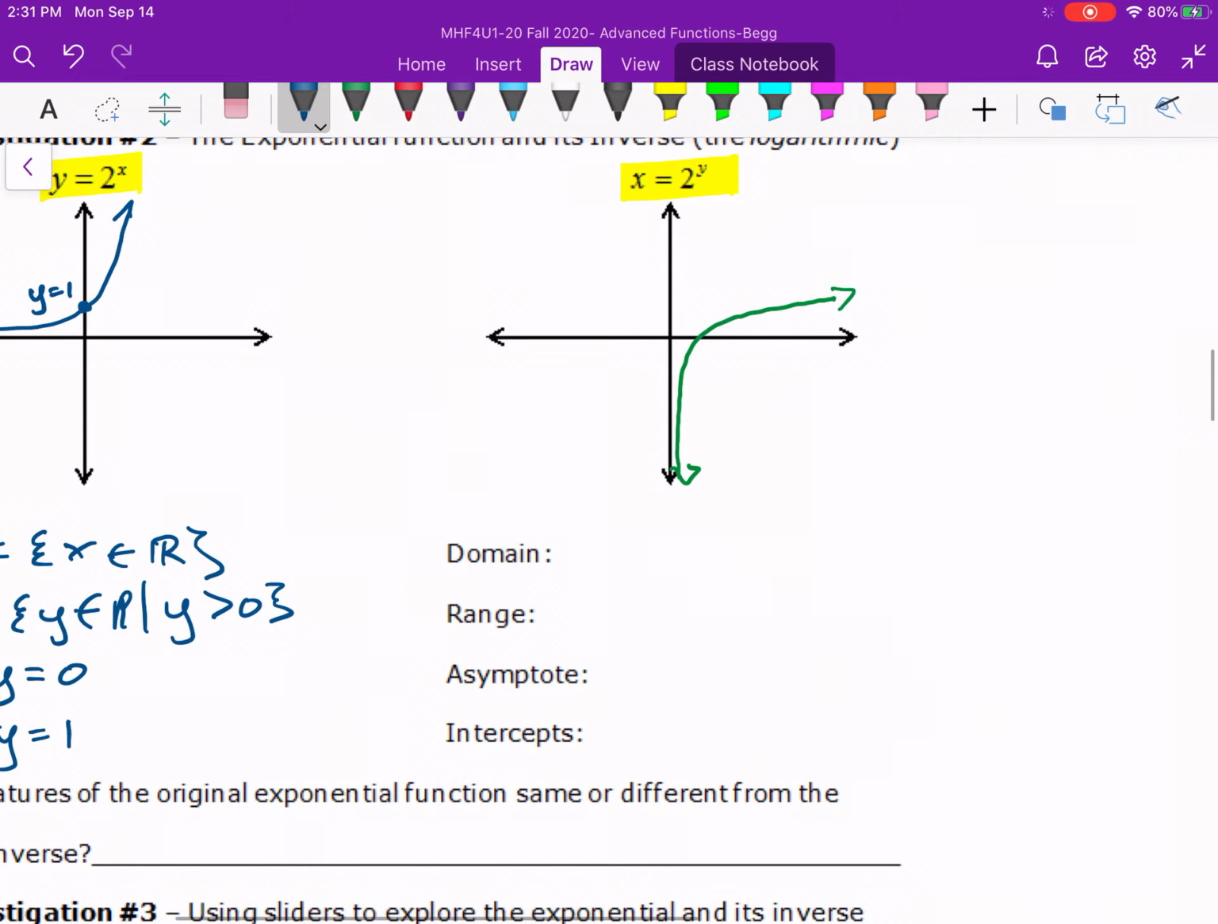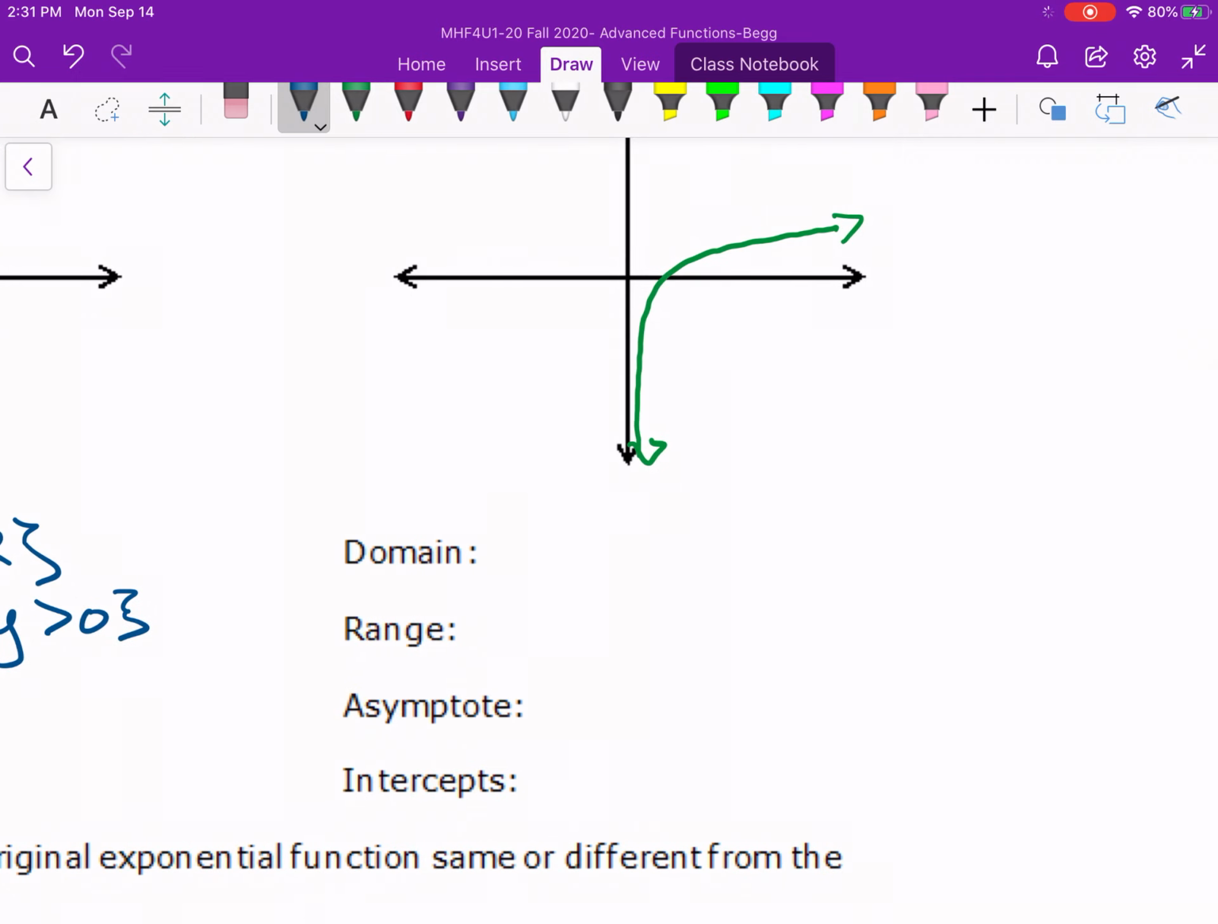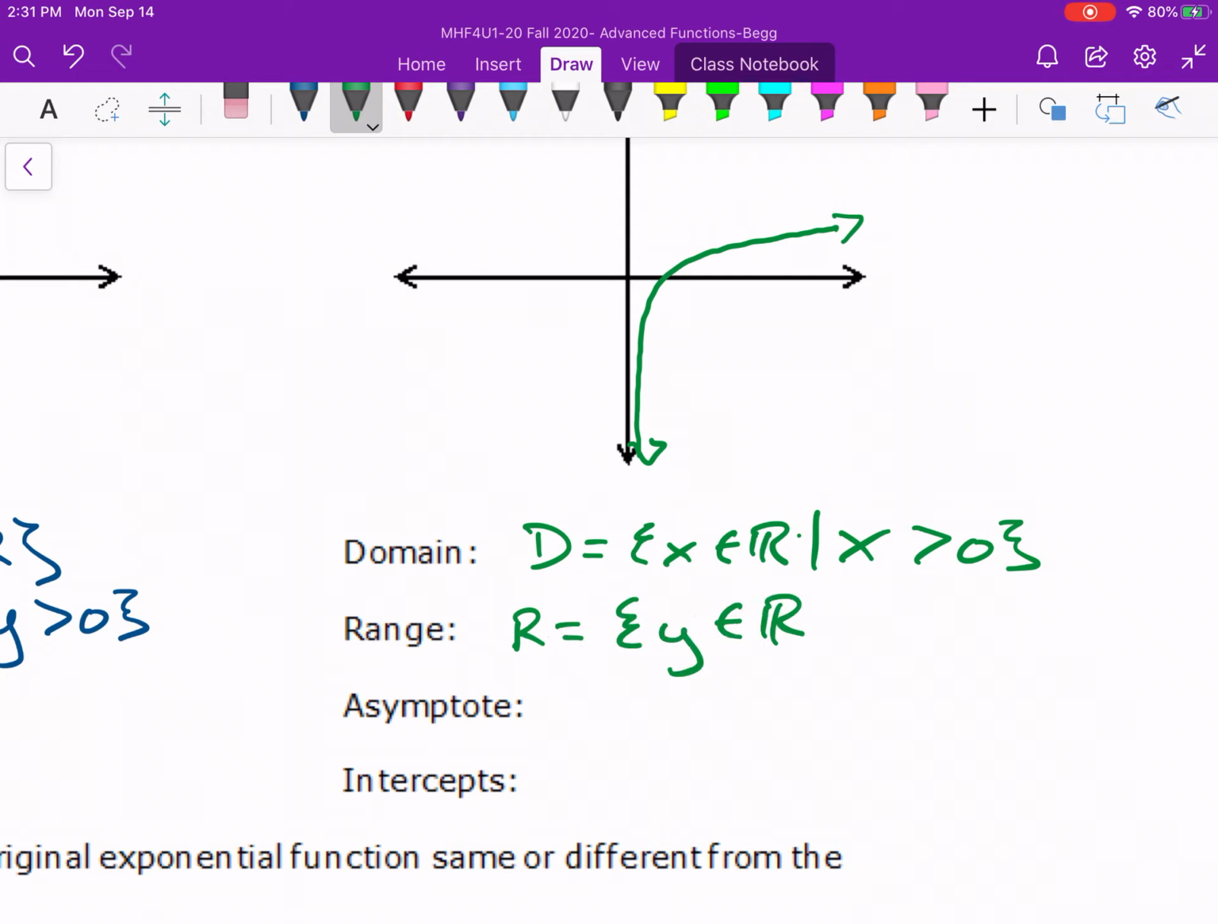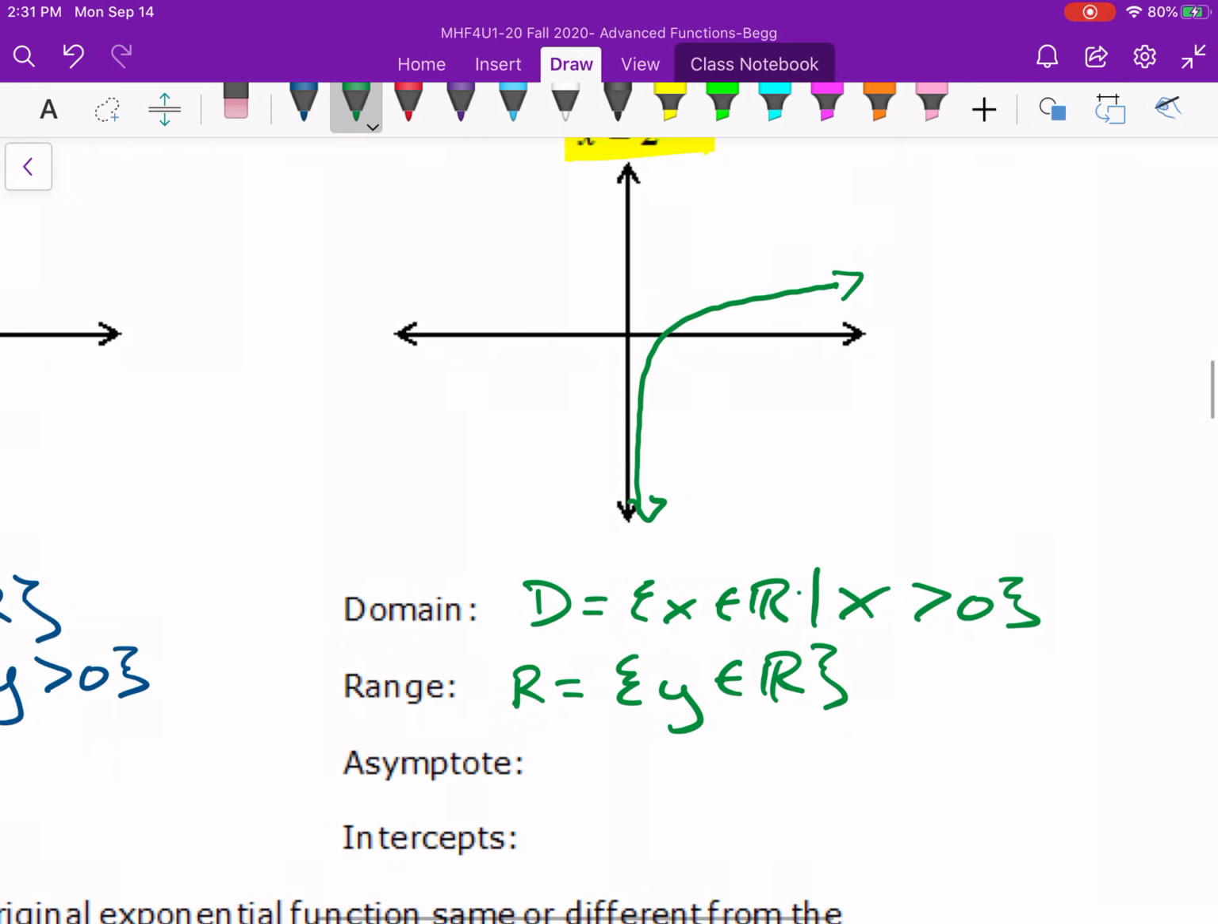Domain of this one. Well, it can't go below the y-axis, so the domain is any real number as long as x is greater than 0. The range, though, can go up and down forever, so there are no restrictions. There is an asymptote. The asymptote is the y-axis now, so x equals 0. And there is an x-intercept as well. The x-intercept is at 1, 0. So let's just say x equals 1.